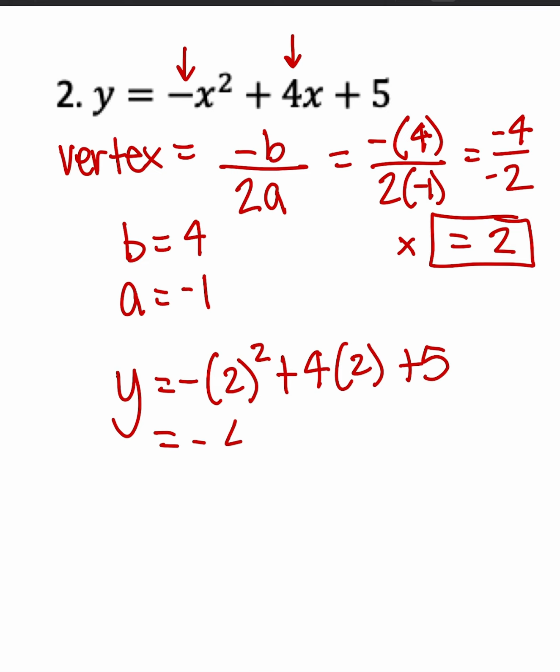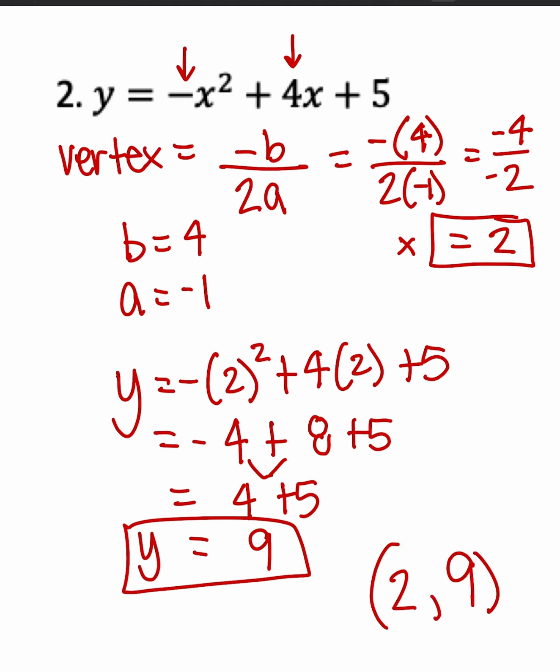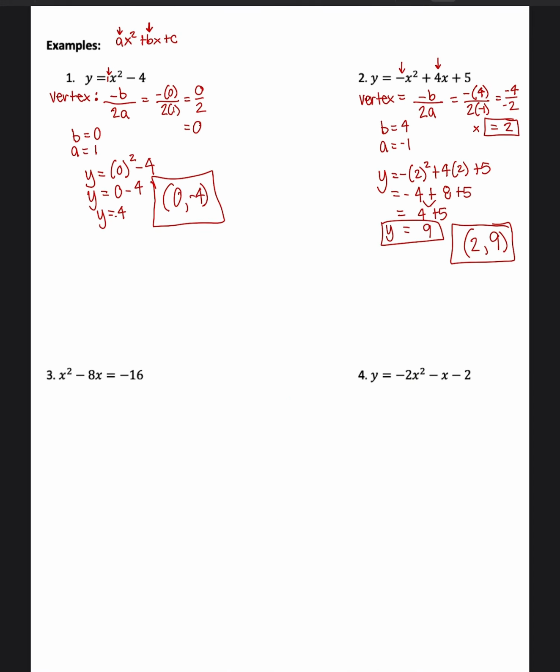2 times 2 gives me 4. 4 times 2 is 8. And just keep simplifying. So that would be our y value. So our ordered pair for our vertex would be at x value 2, y value 9. So that's our vertex. And then going back to going ahead and graphing that.